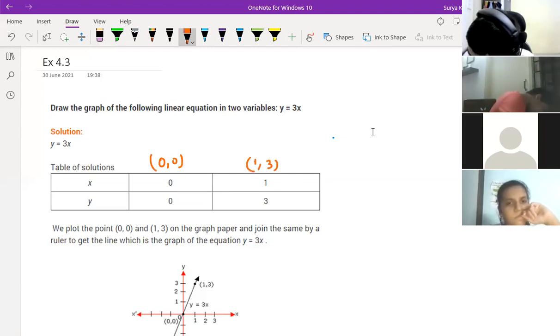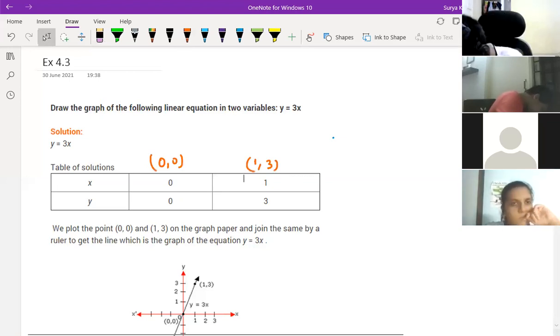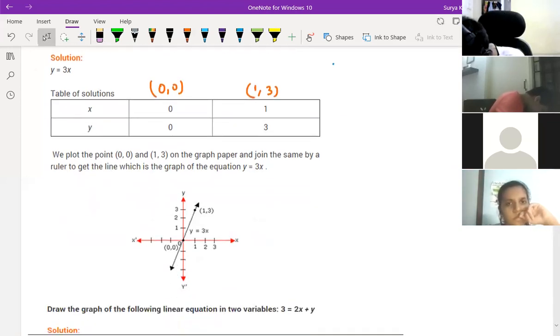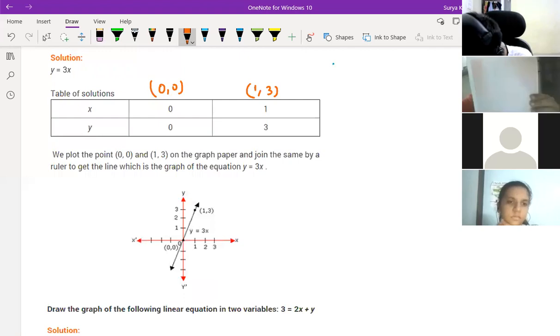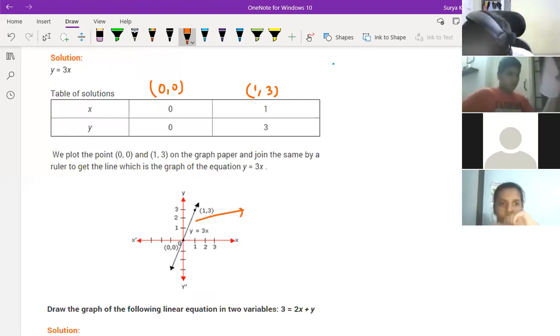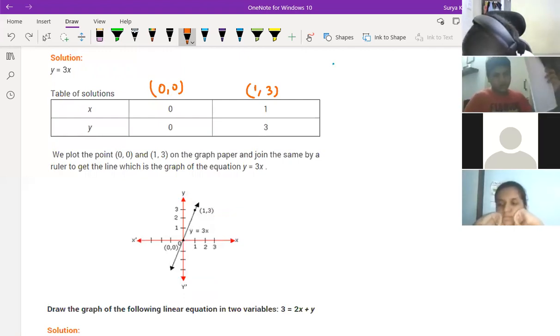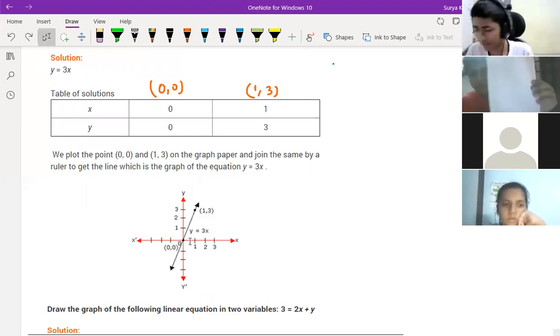You can just plot on the graph paper and match both. Okay, 0, 0 and 1, 3. All right, and join them to make the line. This is the line for the equation y is equal to 3x. Is it clear, children? How to draw this? Yes, sir.